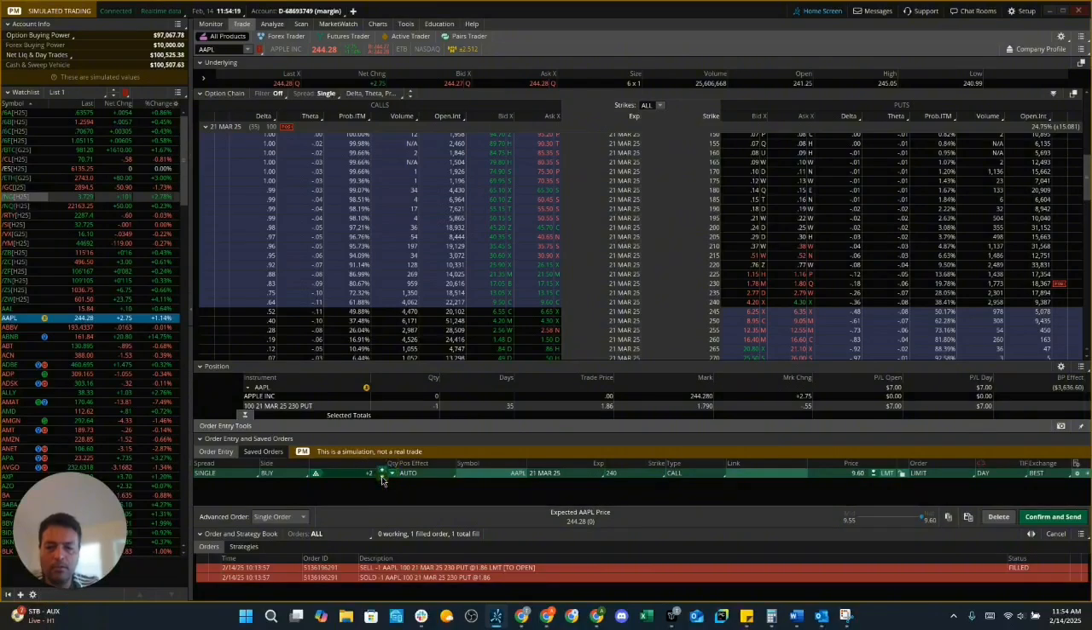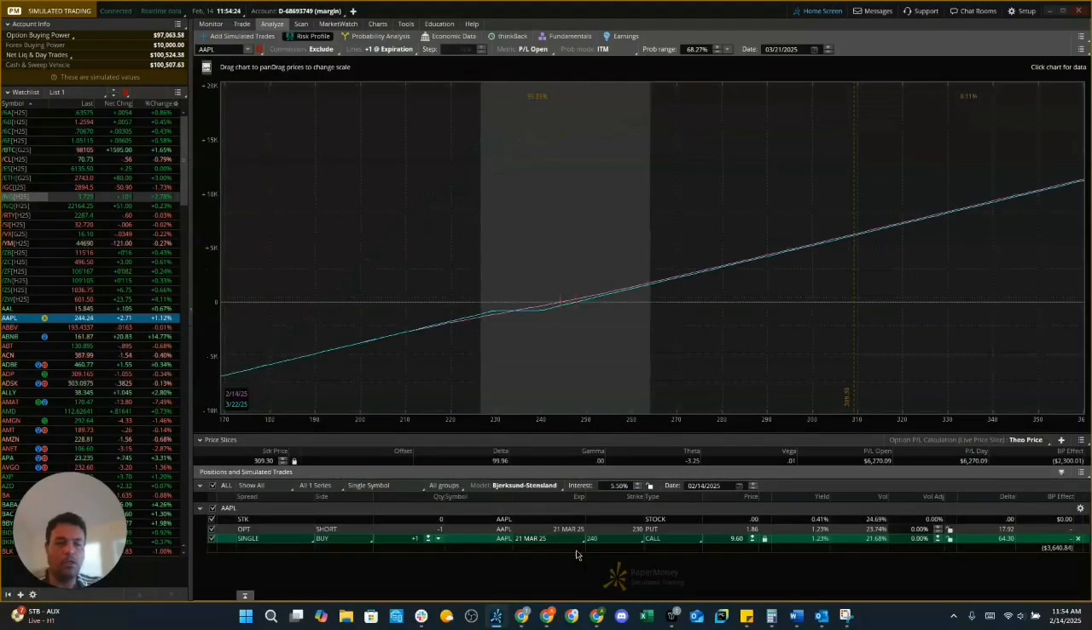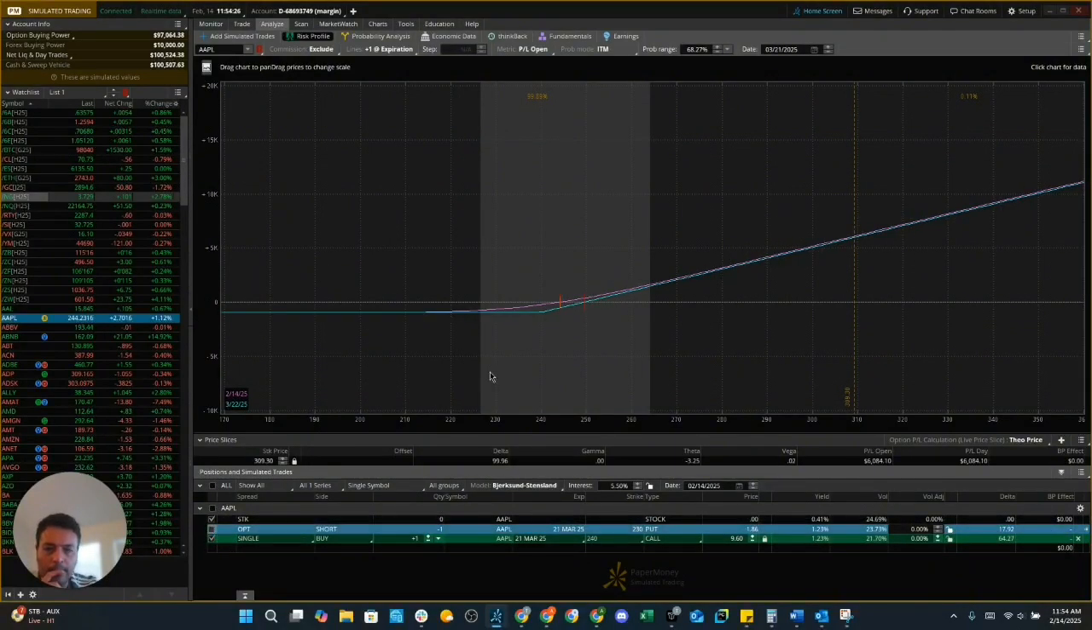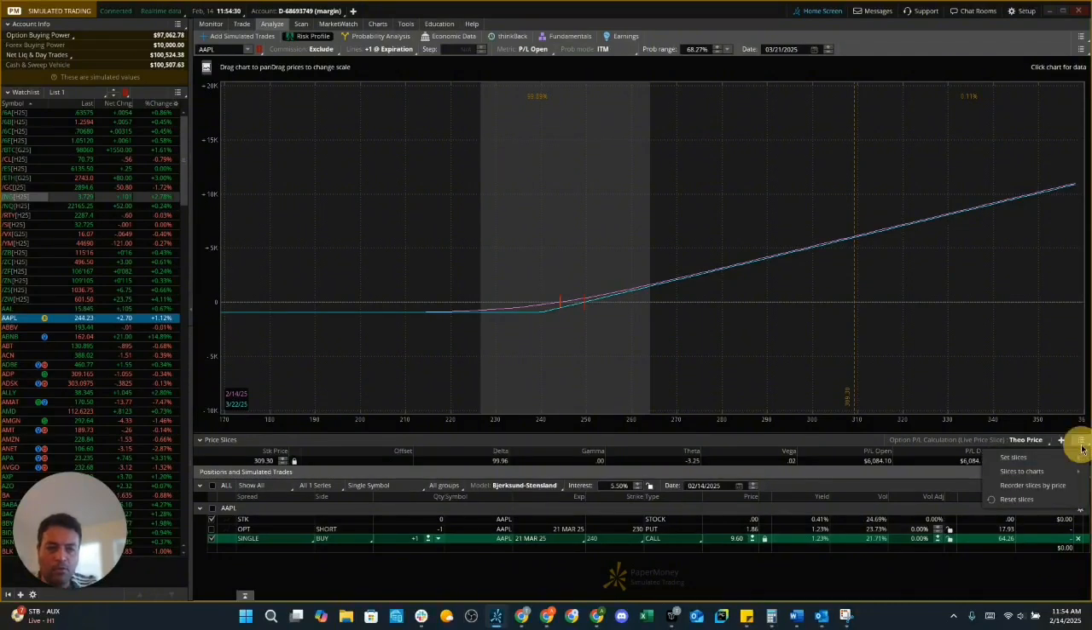Let's go down one. And I've already forgotten what I'm trying to show you. It's the delta piece, right? So take out the short put here. Let's go through delta. What is my probability of profit? That's what we're looking at.